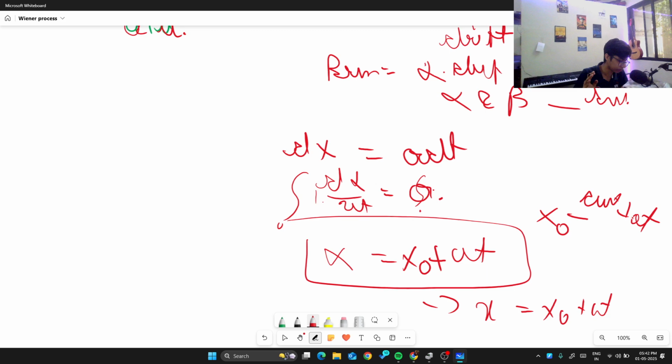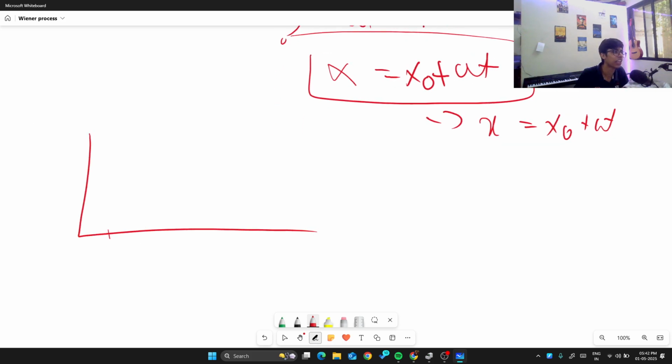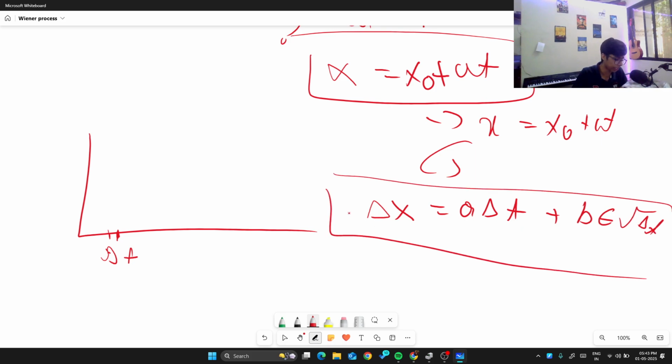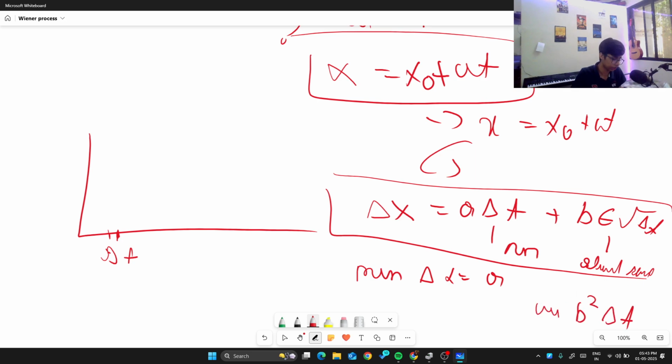Yeah, and if we take a very small timestep like delta t, then this changes into delta x equals a delta t plus b epsilon times the square root of delta t, the variance term, right? Then the mean of delta x would be a delta t, and our variance would be b squared delta t, right? And our standard deviation is b times the square root of delta t, and that's how simple it is.